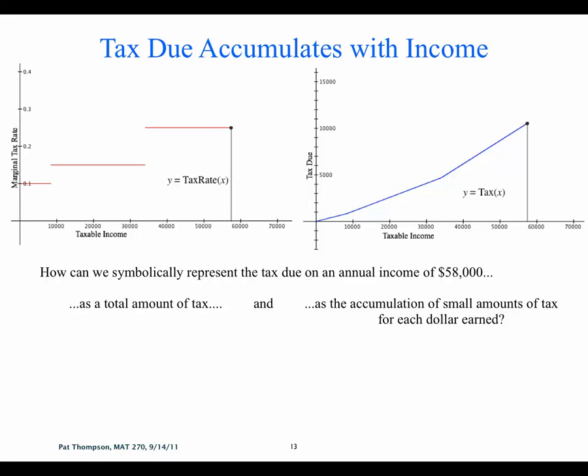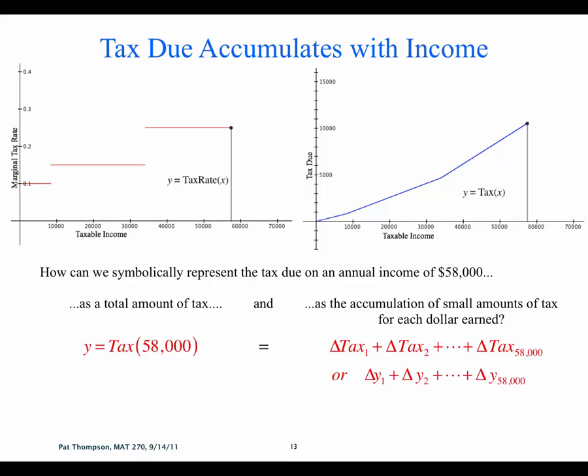Right, on the right, tax. We can also think about it as what? The accumulation of every amount of tax on every 50 cents that you made the whole year. So what does that look like? Change in tax on the first 50 cents plus the change in tax on the second 50 cents, and so on, plus. Okay? So two ways to think about how much money you owe on 58,000.